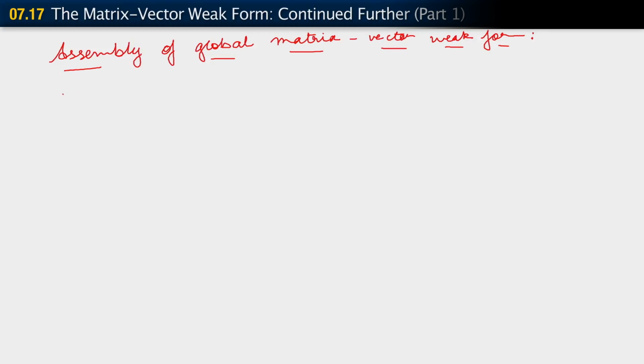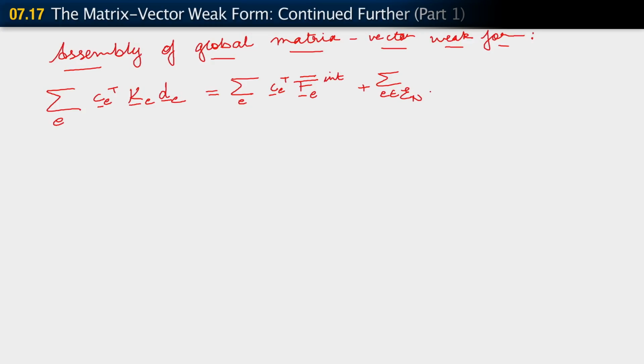Okay, essentially what happens is that the expression that we had at some point in the previous segment, which is sum over E of C_E transpose K_E d_E equals sum over E of C_E transpose F bar internal E, with our redefined forcing function F bar, plus sum over E belonging to the set of elements that have one of their faces lying on the Neumann boundary, C_E transpose F_J E.